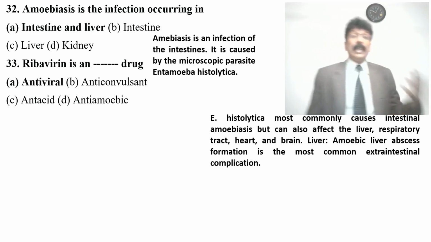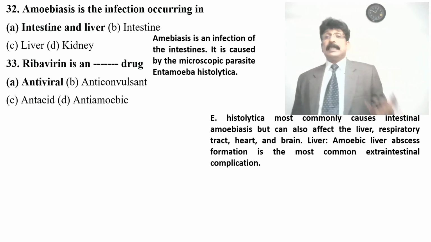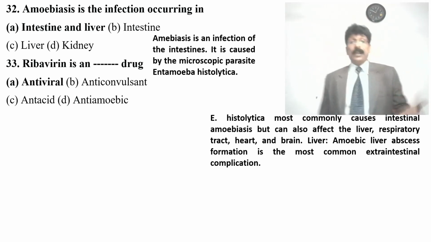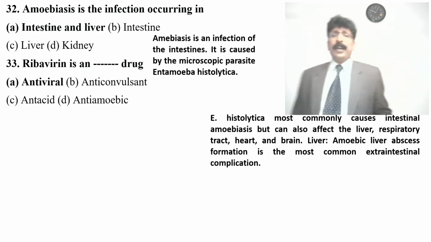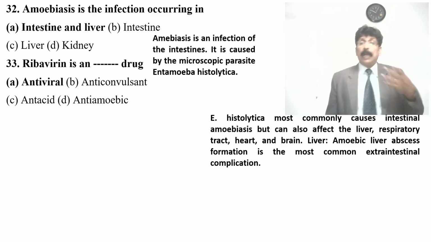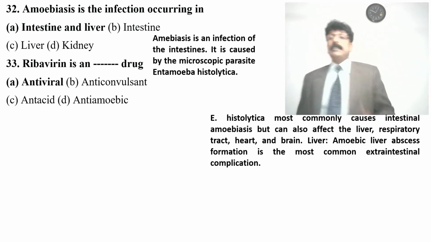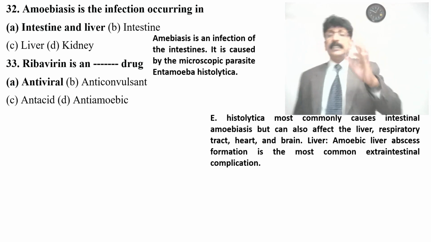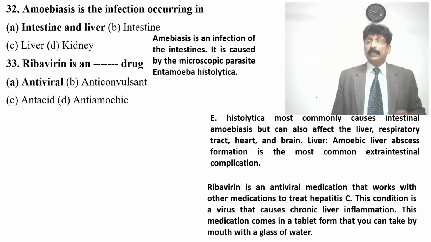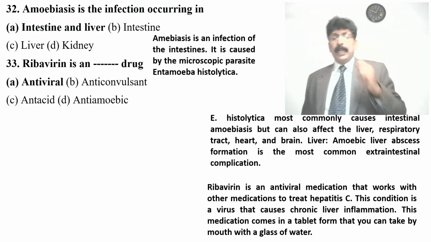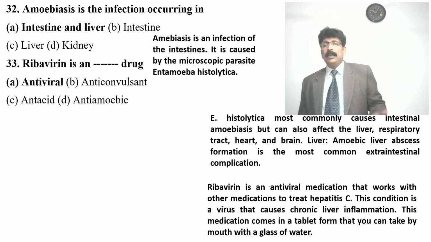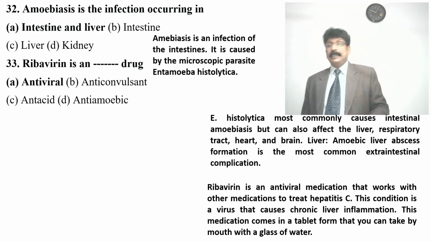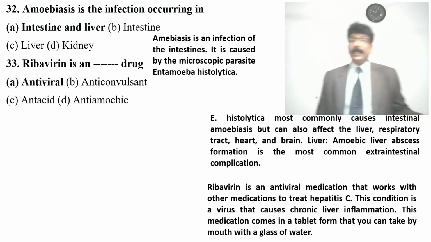The next one is Ribavirin. Ribavirin is an antiviral drug. They asked what type of drug Ribavirin is, whether it is an antiviral drug, anticoagulant drug, antacid or anti-amoebic drug. The answer is that it is an antiviral drug. Ribavirin is an antiviral medication that works with other medication to treat hepatitis C, and it can be used for HIV also.